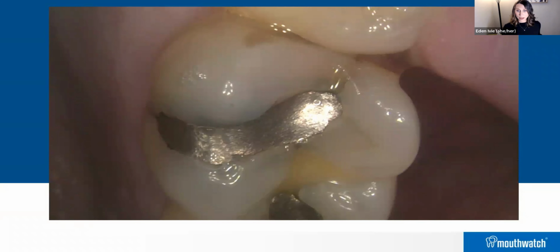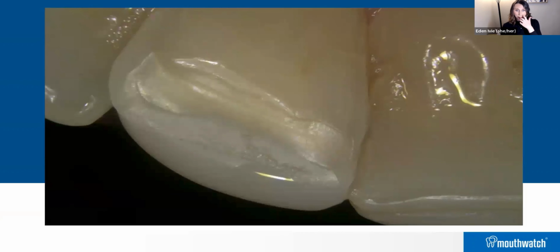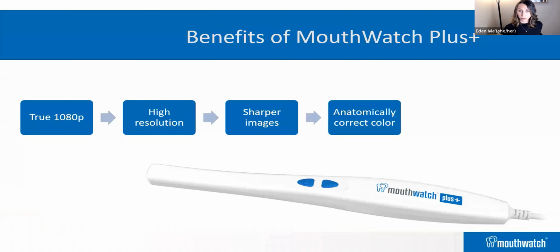Here's another one. You can see these craze lines, these cracks. You have this beautiful high resolution. You can see these craze lines on these anterior teeth. So the benefits of the Mouthwatch Plus camera, we're going to have a true 1080p, high resolution, sharper images, and anatomically correct color. So we're going to get a very true color rendition, which is going to be critical in documenting soft tissue lesions and also gingival health, being able to show what that soft tissue looks like, being able to track progress in health.